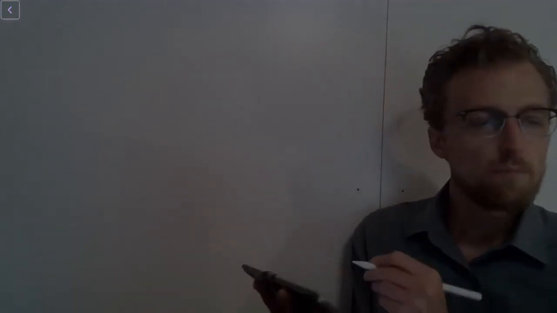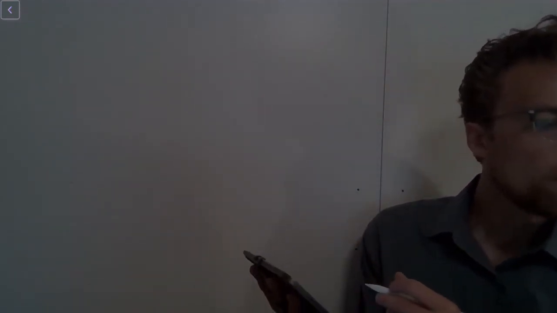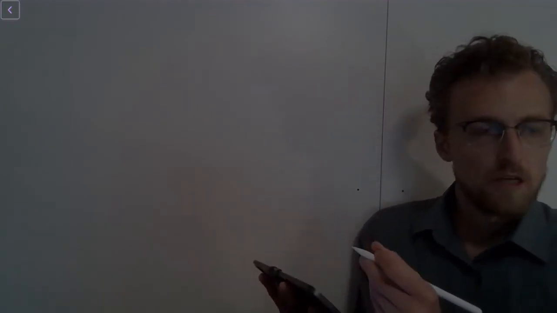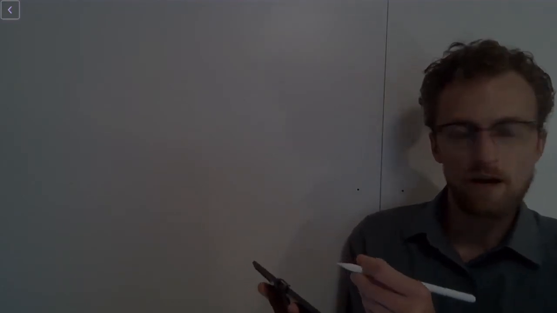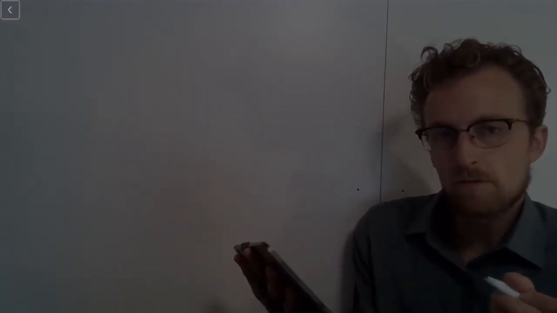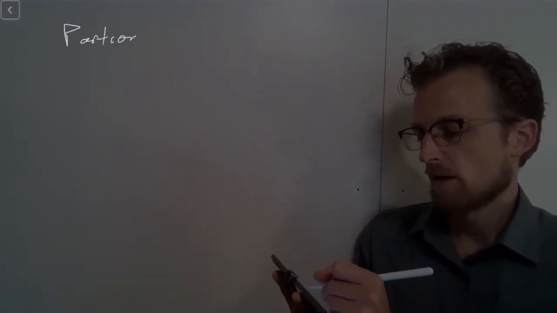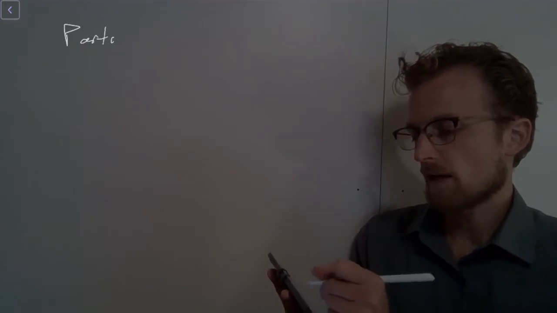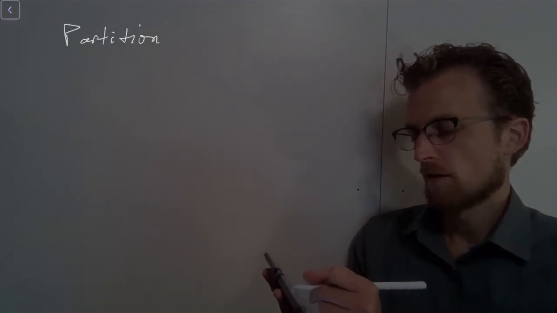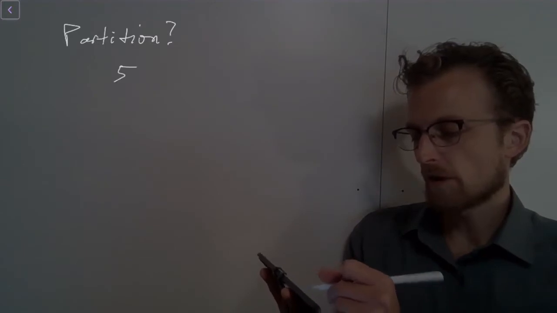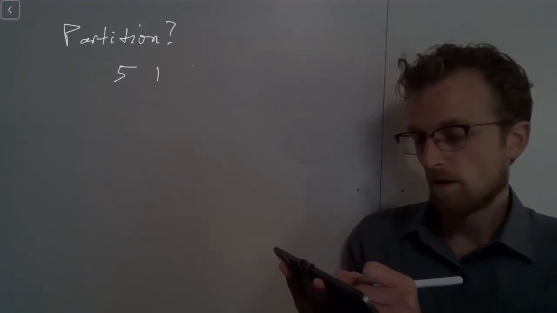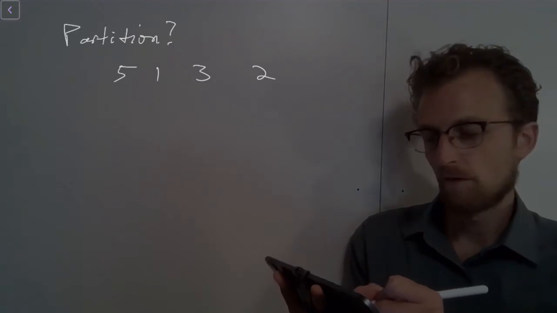So the key to quicksort is this idea of partitioning. So what exactly do we mean when we say partition? Let me write down an array, and I'll show you what a partition function should do with that array. Here's an input array to the partition function: 5, 1, 3, 2, 4.